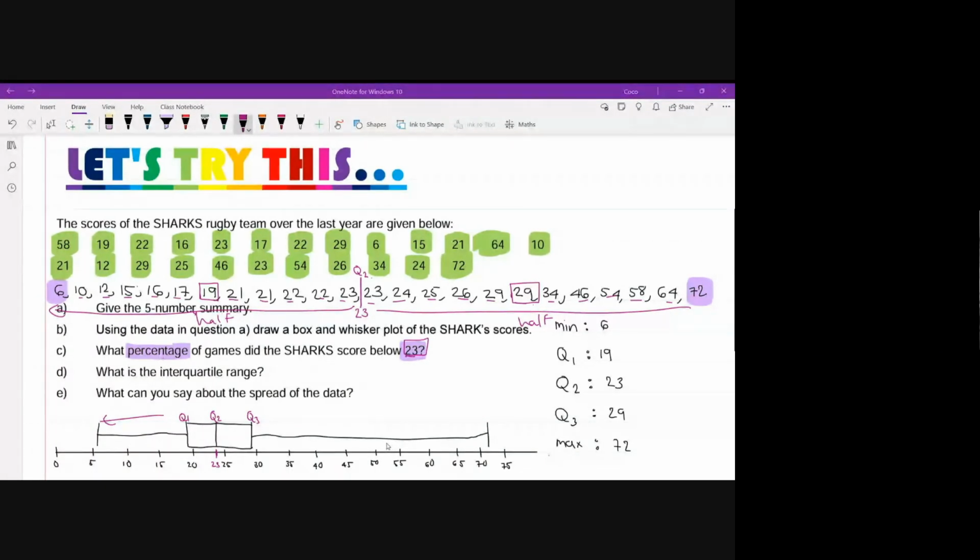Half as a percentage would be, that's correct, Leto. Yes, absolutely. It splits it in half, therefore 50% of my data. Okay, so we can say, what percentage of games did the Sharks score below 23? In 50% of their games, they've scored 23 or less. Okay, thumbs up. Does that make sense? Is everybody okay with what I've said here?